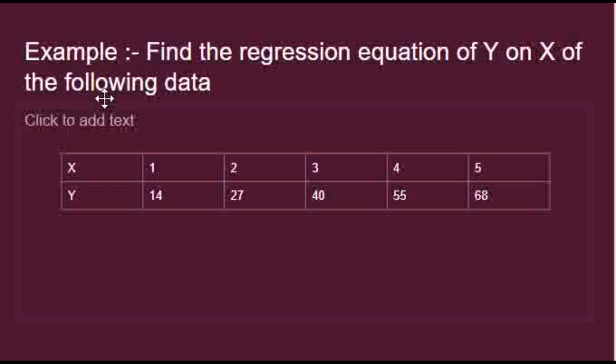Example: find the regression equation of Y on X of the following data, where X has values 1, 2, 3, 4, 5. When x equals 1, y is 14. When x equals 2, y is 27. When x equals 3, y is 40. When x equals 4, y is 55. When x equals 5, y equals 68.